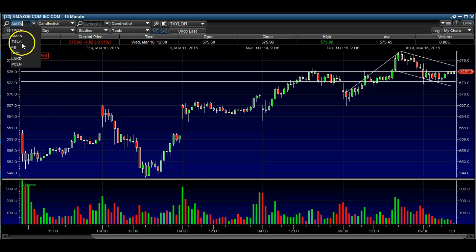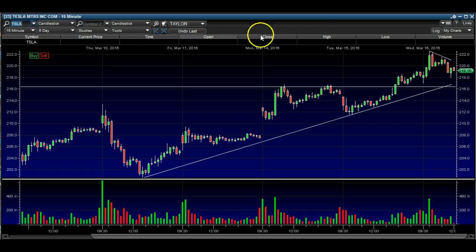All right, next we've got Tesla here. We've got this uptrend line from the lows over here, got a touch here, grinded up against it right there, and that matches up perfectly. We've got just above 216, about 216.50 support from the highs of these two candles.